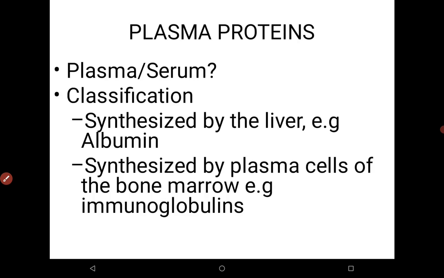So plasma proteins are found in plasma serum. Okay, they are classified based on how they are synthesized. So most of the plasma proteins are synthesized in the liver. Okay, for example, albumin. Most are synthesized in the liver, while others like immunoglobulins are synthesized by plasma cells of the bone marrow.